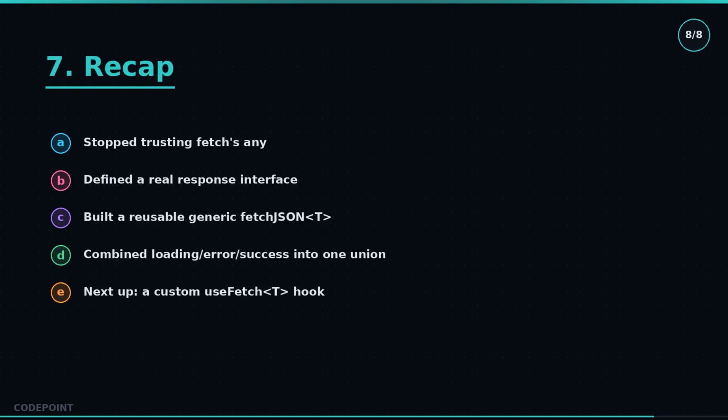7. Recap. So today, we stopped trusting fetch as any, defined a real response interface, built a reusable generic fetchJSON function, and combined loading, error, and success into one safe discriminated union. Next video, we're wrapping all of this into a proper custom hook, useFetch<T>, so you never have to write this useEffect boilerplate again.